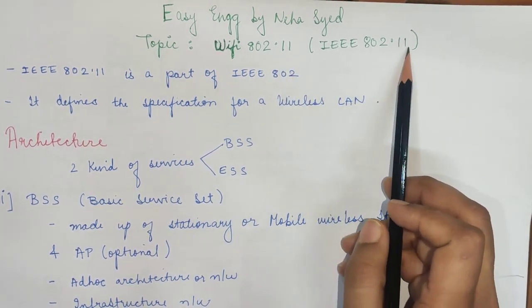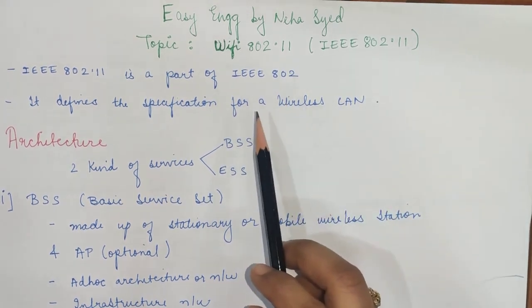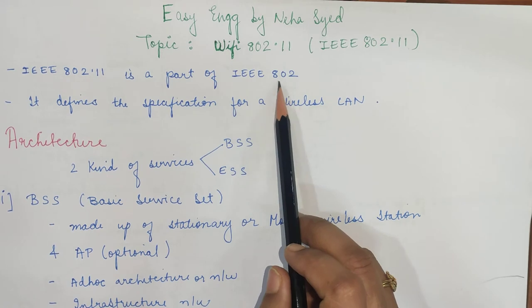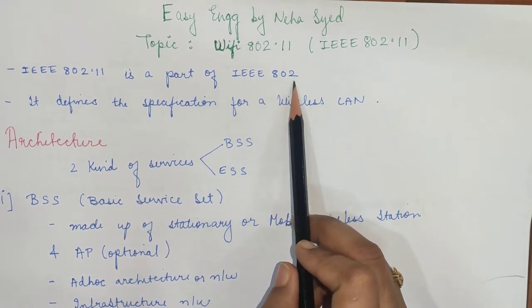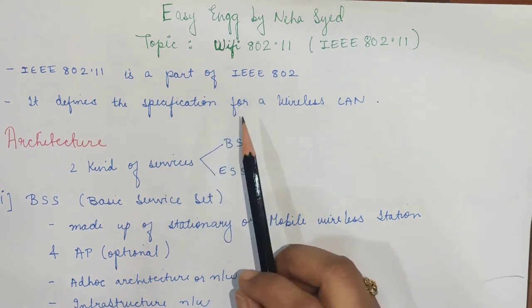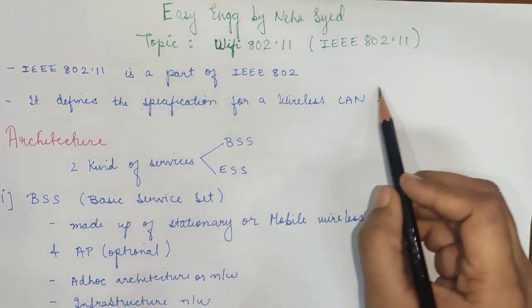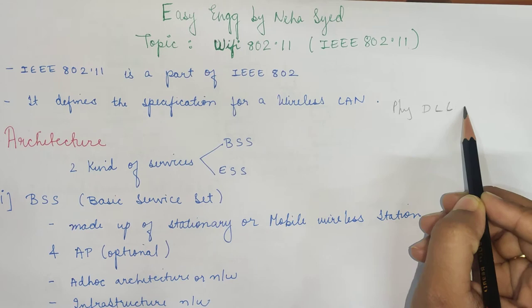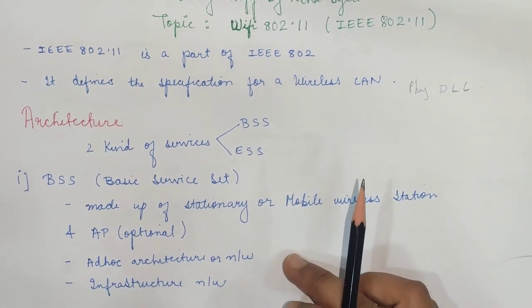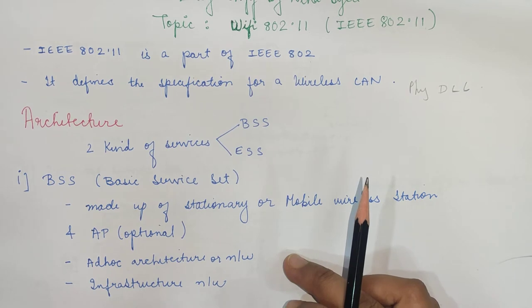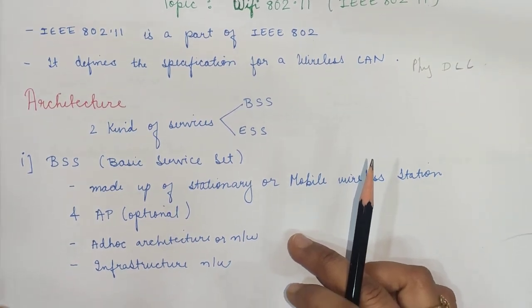In this video, we are going to see Wi-Fi 802.11, also known as IEEE 802.11. IEEE 802.11 is a part of the IEEE 802 set of local area network protocols. They are the world's most widely used wireless computer networking standards. IEEE 802.11 defines the specification for the wireless LAN, which covers the physical and data link layer. In this video, we are just going to see the architecture of Wi-Fi 802.11, and the frame format and the MAC sublayer we are going to see in another video. So we'll start with the architecture.